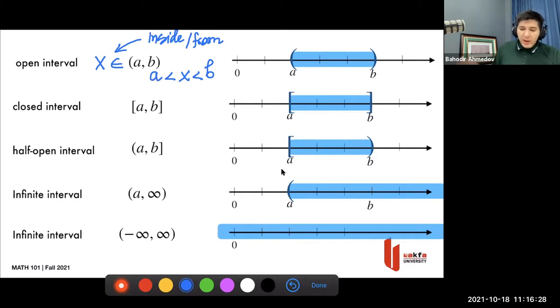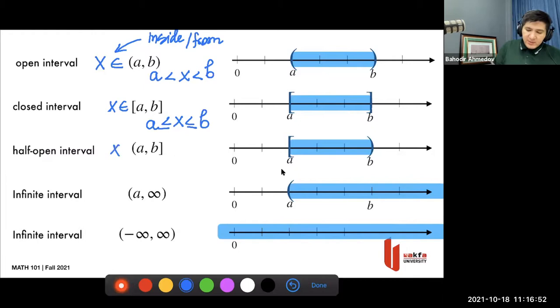So whenever we say that x is from the closed interval between A and B, it basically means that x is greater or equal to A and smaller or equal to B. Okay, and the solution is going to be from the closed interval.